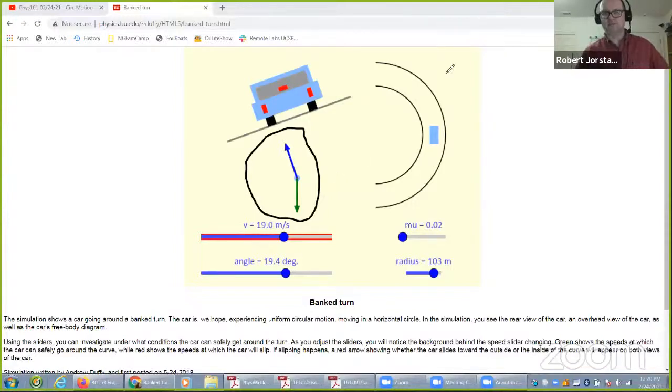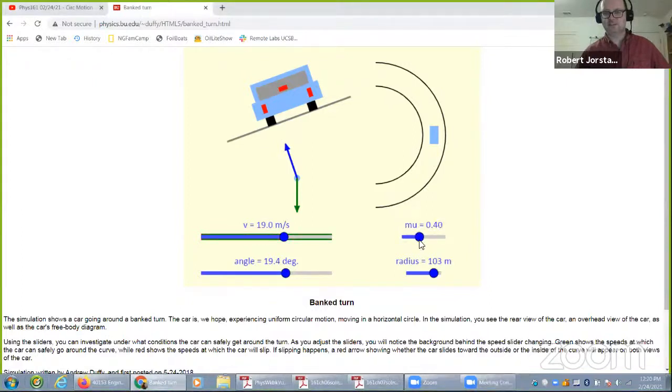And then what happens here is, if you change the coefficient of friction higher, you still don't need any friction. You're still at the ideal speed. However, this would be on the verge of slipping out. This would be on the verge of slipping in. That helps you determine your range of safe speeds. And then anywhere in between here, let's look at this one first. Okay, we're about to slip to the outside.